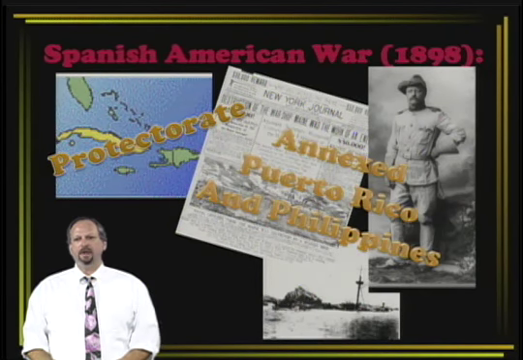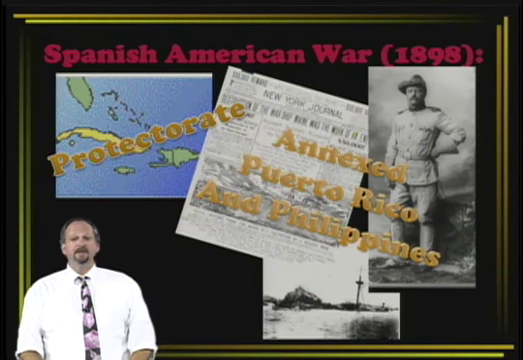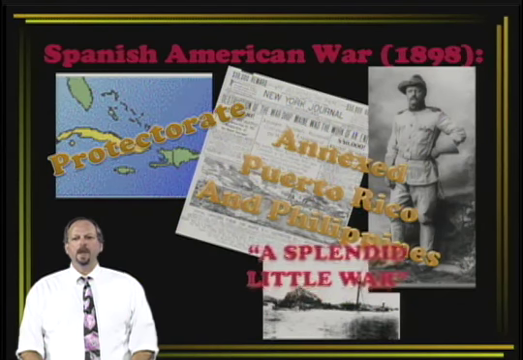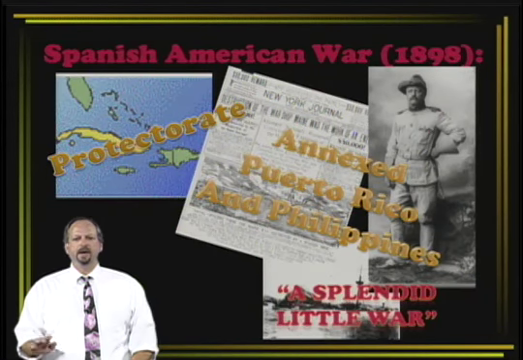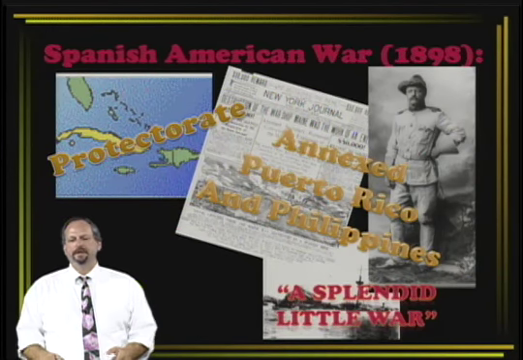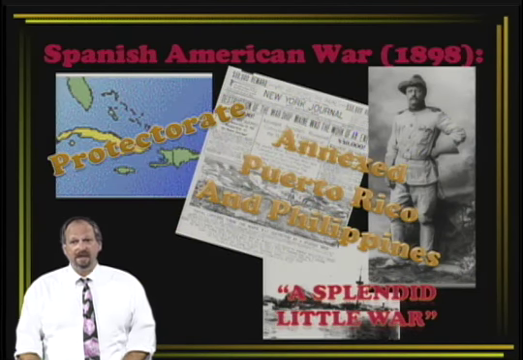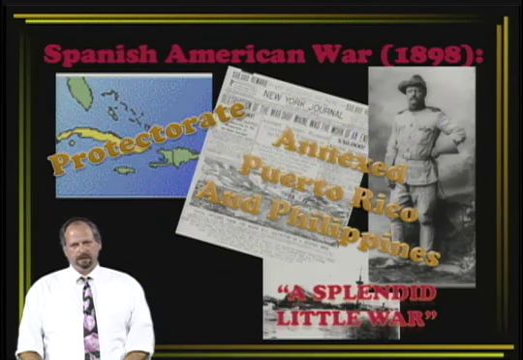We did claim new lands, though. The United States annexed Puerto Rico, as well as the Philippine Islands by the end of the Spanish-American War. This was later dubbed a splendid little war. It lasted 4 months. Relatively few American casualties, and the United States made incredible gains and completely and totally destroyed Spain as a military power.